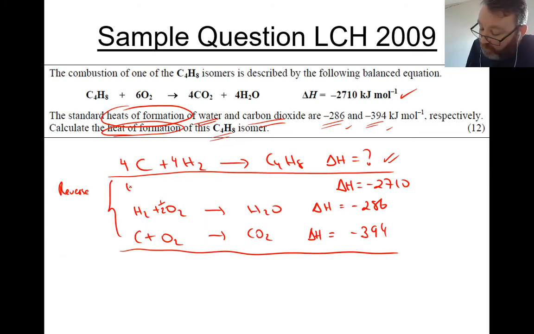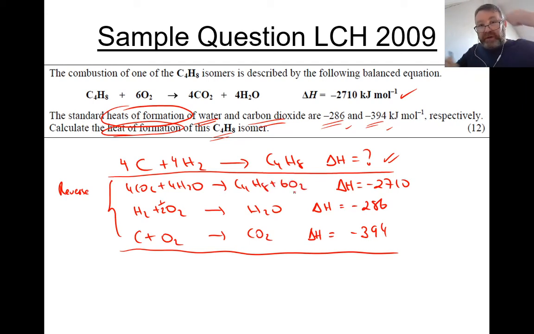So that becomes 4 CO2 and 4 H2O goes over to give C4H8 and 6O2. Now, I have reversed the equation, so also I have reversed the flow of energy. If the forward reaction gives out heat, the backward reaction is going to take it in. So you change that symbol to plus. Okay, that's a 2 by the way there.